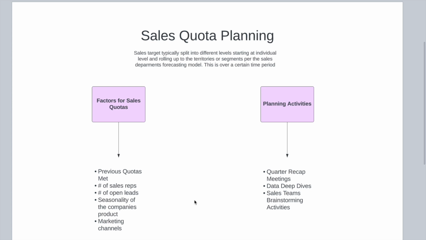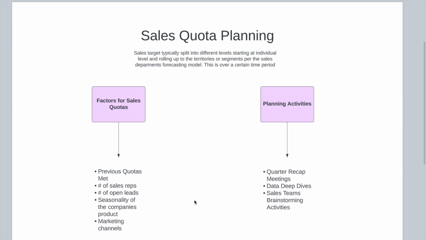And then you've got data deep dives. So this is going deep into your reports and your opportunities and your leads to understand where maybe the best leads come from. And so you want to raise your sales quota because you are diving deeper into a lead source that has been really rich for you guys in the past.